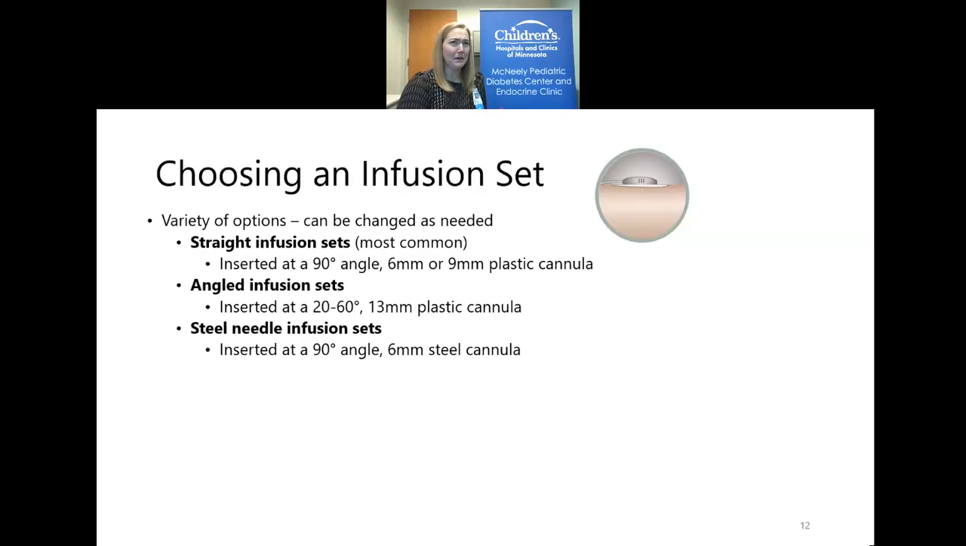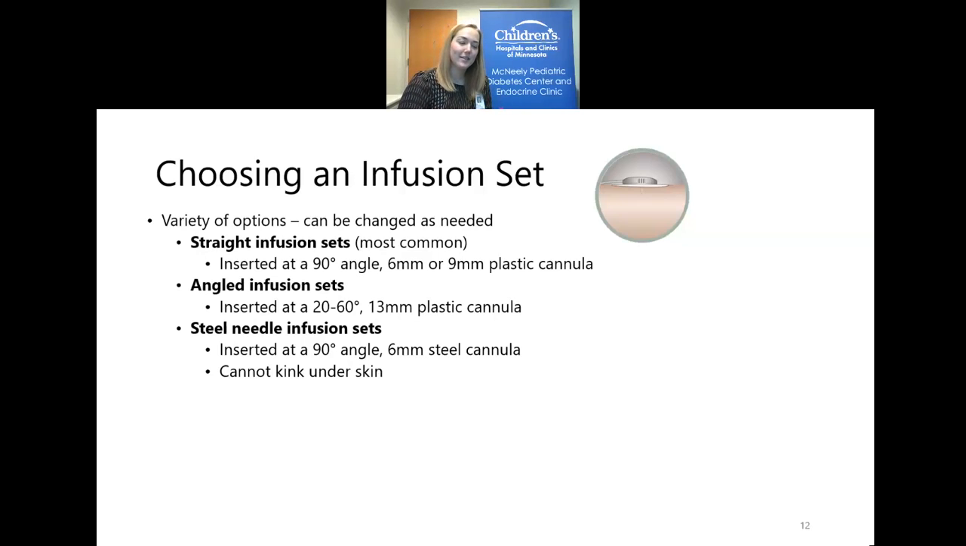Now, I'm sure you're like, oh my gosh, that sounds terrible. I don't want a needle sticking in me. Why would I ever want that? Well, let me tell you why. There are some pros. So the biggest pro is this cannula absolutely cannot kink under your skin.